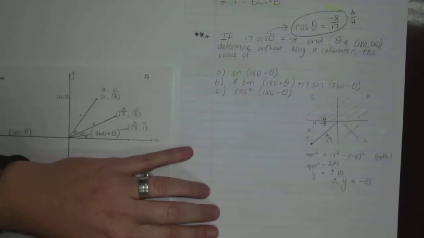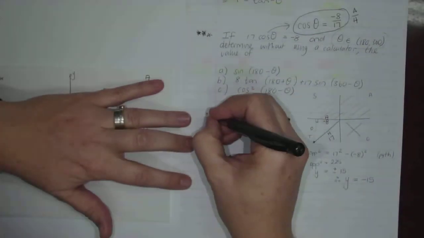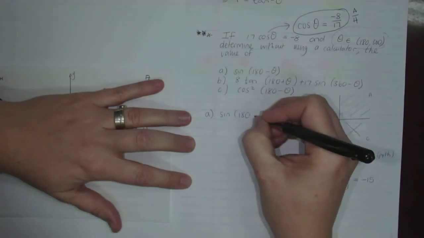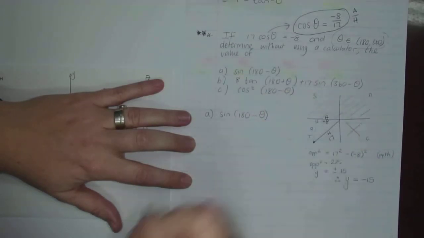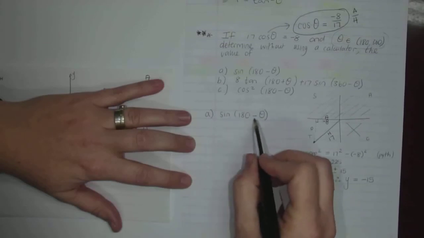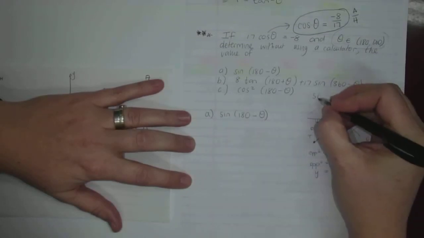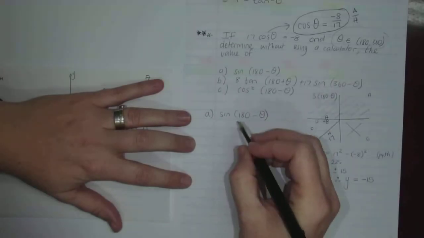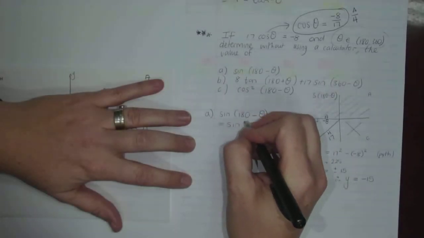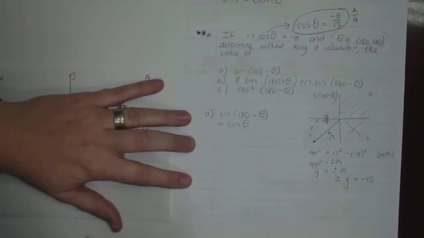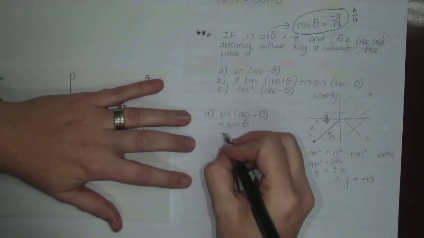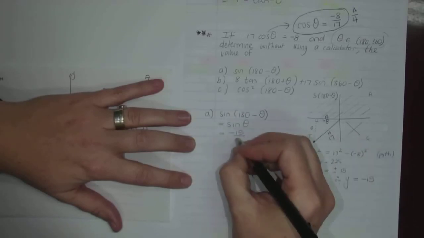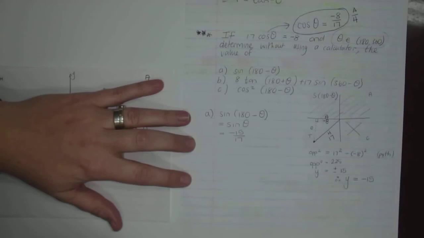Okay, so if I look at my questions, sine of 180 minus theta. It's a reduction formula. Where do I find it? There. What do I know about it? I can rewrite it as normal sine theta. And normal sine theta is O over H. So minus 15 over 17 is my answer.